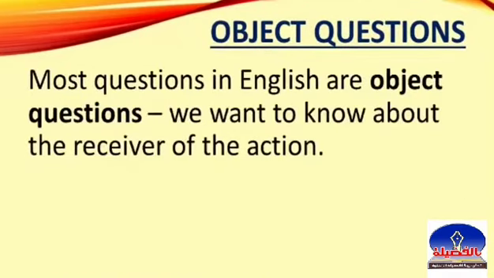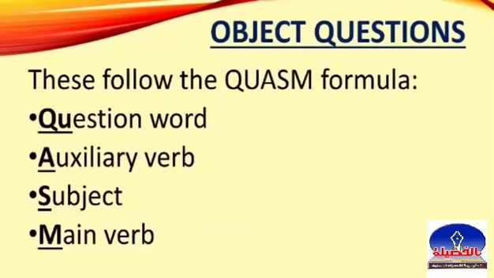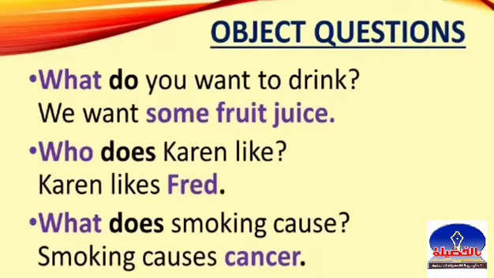Most questions in English are object questions. We want to know about the receiver of the action. Object questions follow the QUASM formula: question word, auxiliary verb, subject, and main verb. When asking an object question in the simple present, we use the auxiliary verbs do and does. For example, what do you want to drink? We want some fruit juice. We are asking about the object, fruit juice.